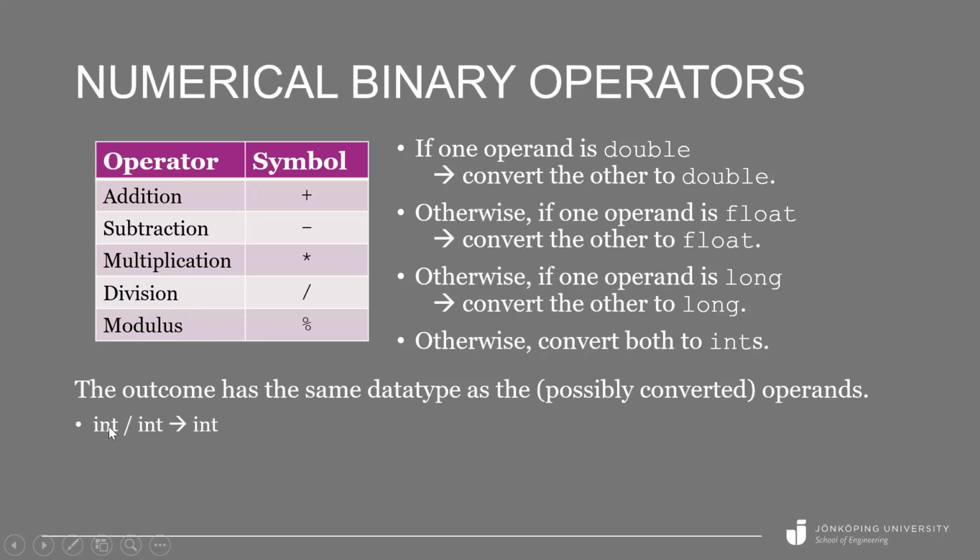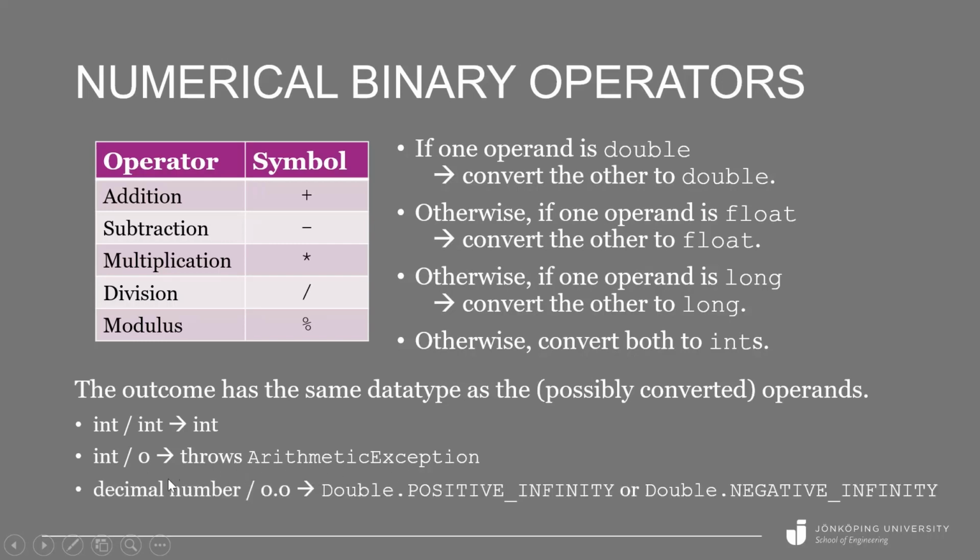So a few examples of these. If you have an int and you try to divide it by an int, you don't end up with a float or a double, you end up with an int. So you just get the integer part of the division. If you have an int and you try to divide it by 0, then Java will throw an exception called ArithmeticException. If you have a decimal number, so a float or a double, and try to divide it by a float or a double, then you obtain a value that represents either positive infinity or negative infinity. If you have a short and you try to add it with a short, then you get an int as a result.